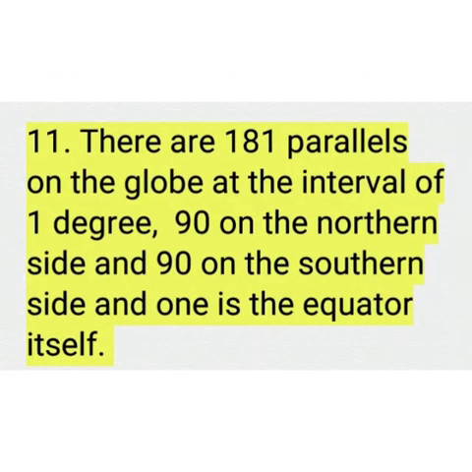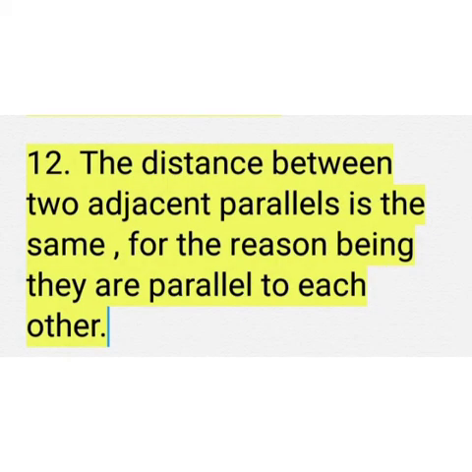Next point, there are 181 parallels on the globe at an interval of 1 degree, 90 on the northern side and 90 on the southern side, and 1 is the equator itself, so 181 parallels. The distance between two adjacent parallels is the same, for the reason being they are parallel to each other. Adjacent and parallel are basically mathematical concepts. You must have heard about it. Adjacent means nearer and parallel means two lines which don't cut each other. So the distance between these lines is the same.